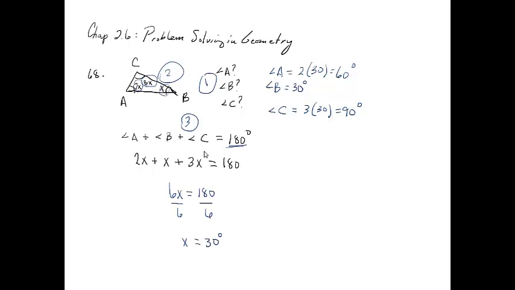Okay, sorry. Step 4 says, all right, well, now I need to answer the question. Fill in what they gave you with what you know and solve for x. And you end up with angle A is 60 degrees, angle B is 30 degrees, and angle C is 90 degrees. All right, let's look at number 69, still from 2.6 in chapter 2 review on page 206.